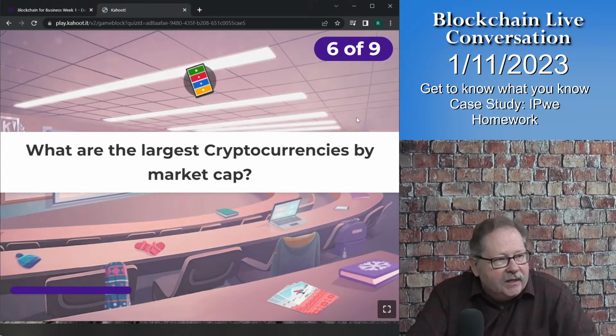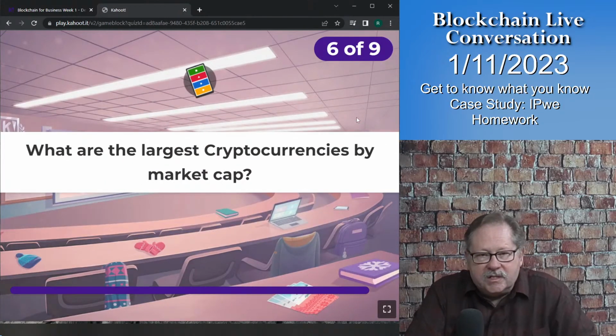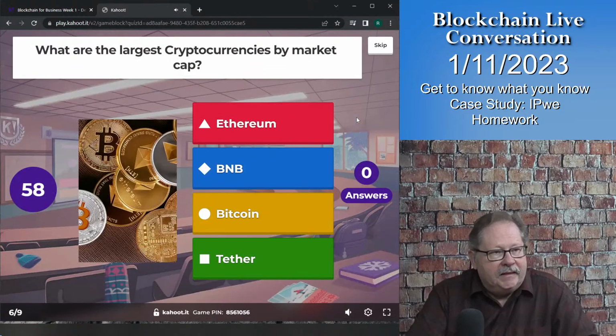Okay, so let's see about this one. What are the largest cryptocurrencies by market cap? Ethereum, or BNB, or Bitcoin, or Tether?